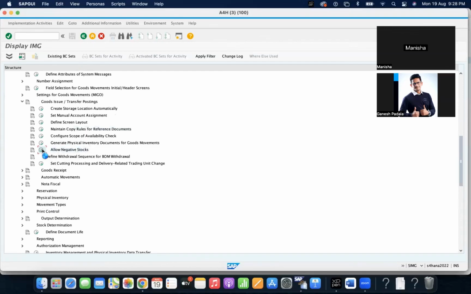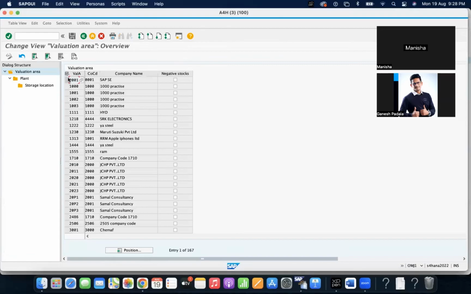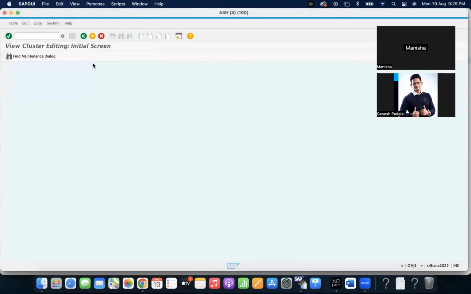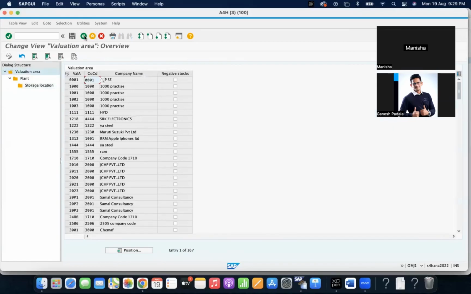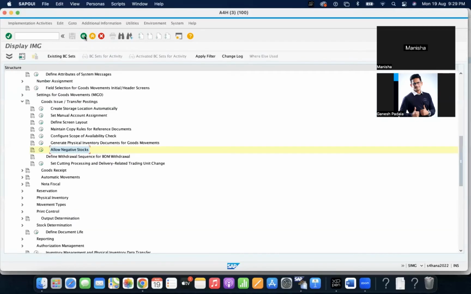So here you can activate it at the plant level, or you can activate it at the specific storage location also. Generally we activate it for 1 or 2 storage locations, mostly for production-related things.